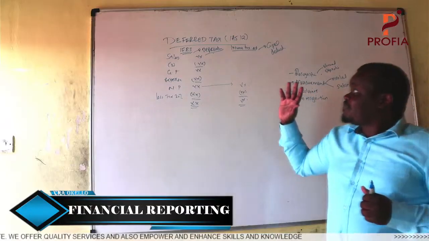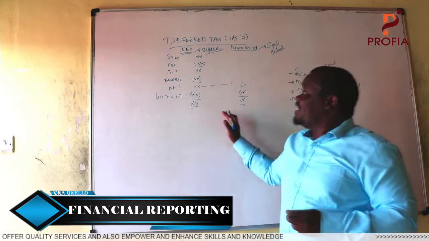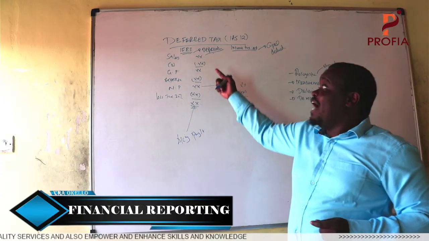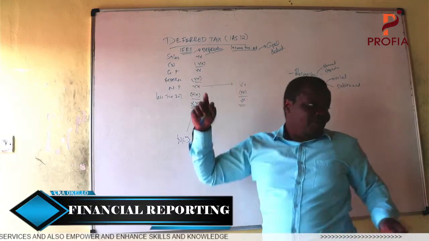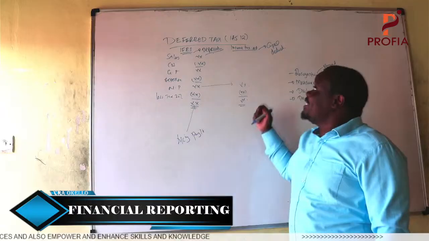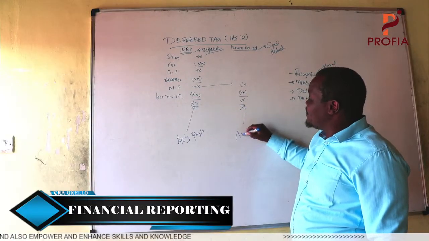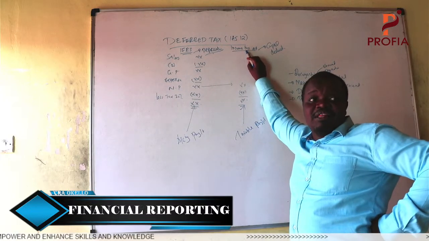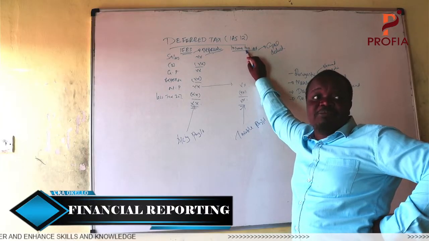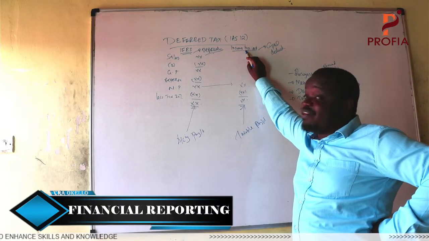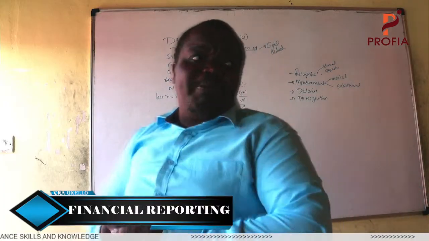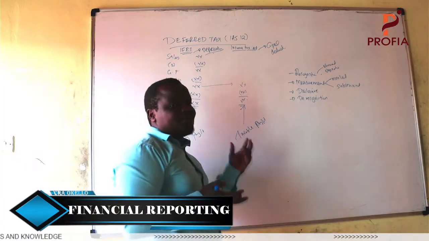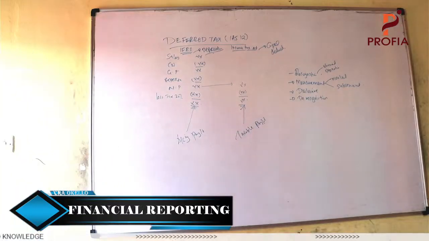So in short, there are two profits here. The first profit is what I call accounting profit, because I have calculated it using the accounting standards. The second profit is called taxable profit, because I have calculated it using the standards set out by the Commissioner of Domestic Taxes. So we have got our difference. The difference between this and this is what is going to give us something called deferred tax. So we can write something. Take it.